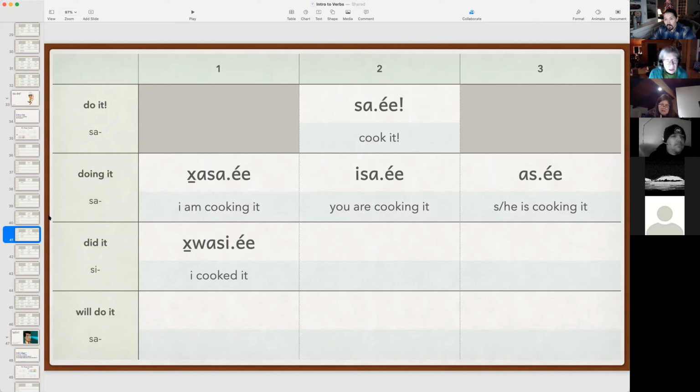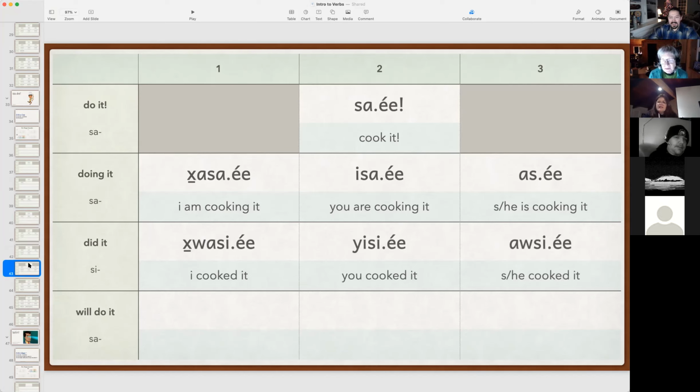khwase'i, yise'i, yisi'i, ause'i. Okay, so now it's going back to sa.